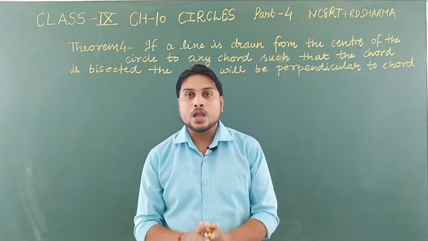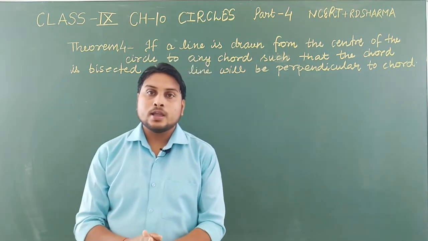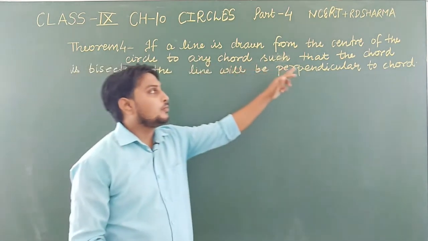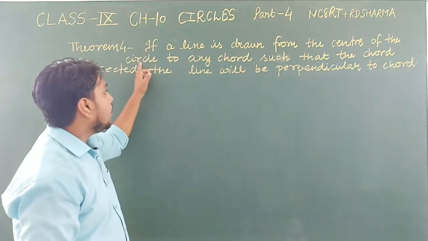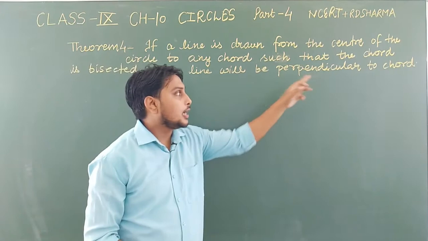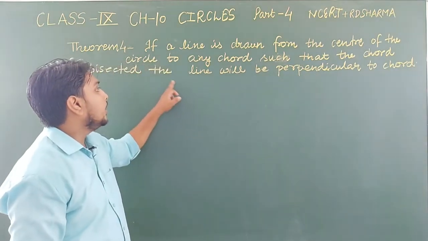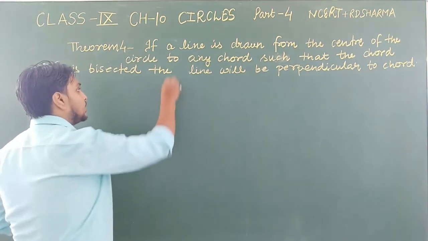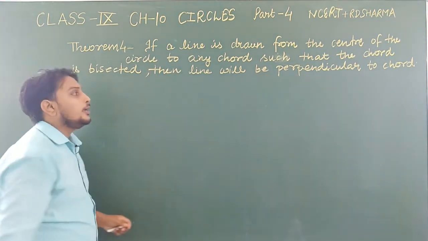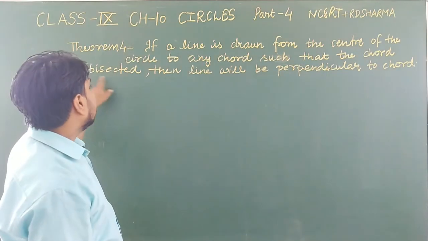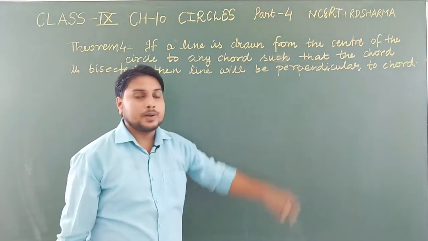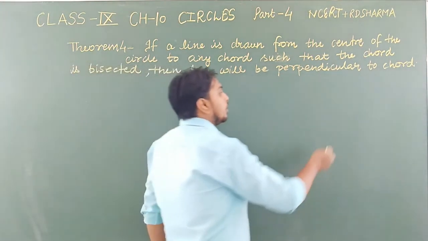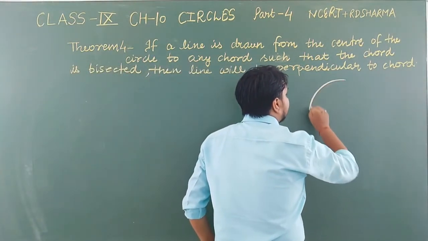Then the line will be perpendicular on the chord. So students, here is the statement: if a line is drawn from the center of the circle to any chord such that the chord is bisected, then the line will be perpendicular to the chord. This we have to do.